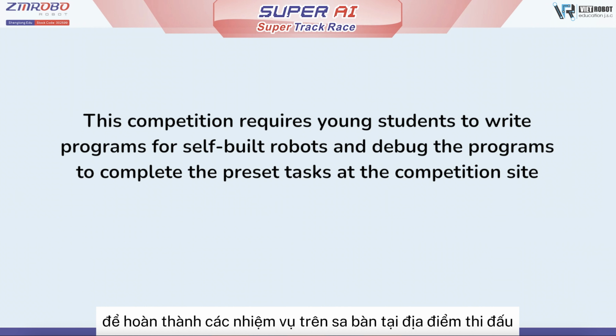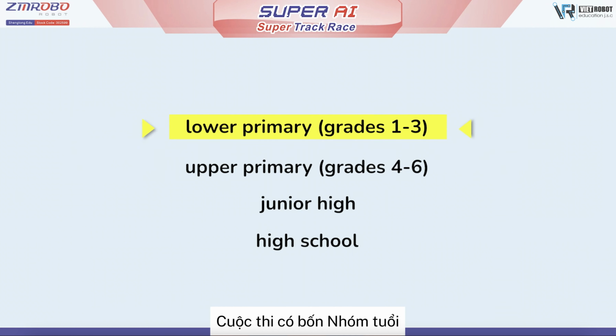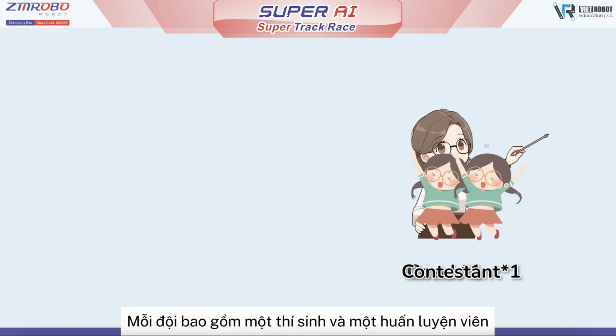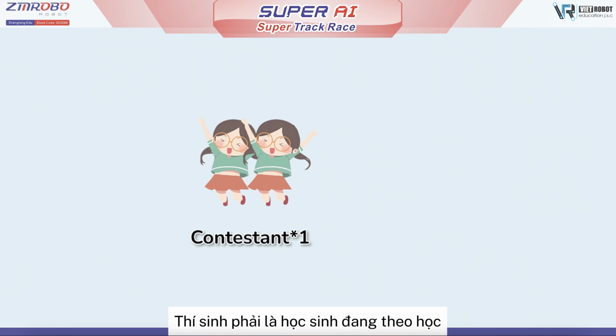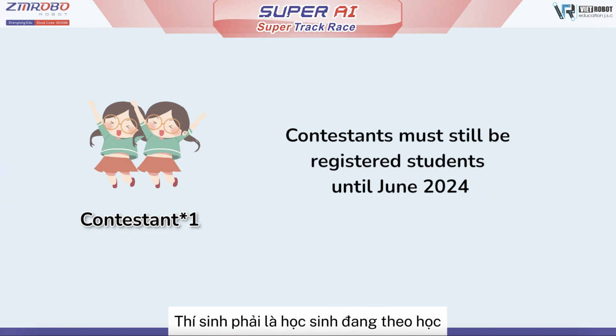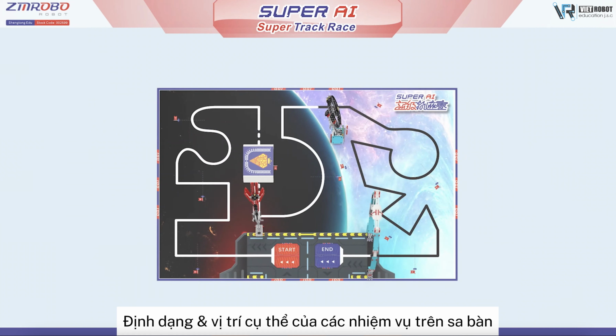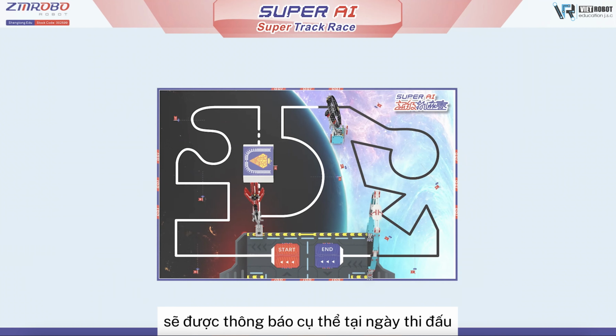at the competition site. The competition has 4 categories: lower primary, upper primary, junior high, and high school. Each team consists of a contestant and a coach. Contestants must still be registered students until June 2024. The specific format of the robot competition field shall be subject to on-site announcement.